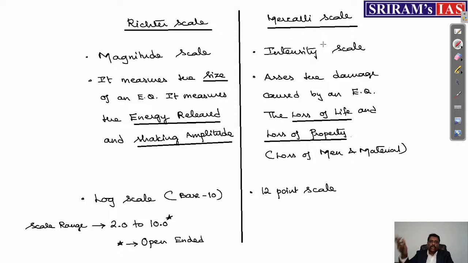That is okay, but not always. Okay. Now let me tell you the difference. This Richter scale is a log scale with a base 10. What is this log scale base 10? By example, we'll try to understand.